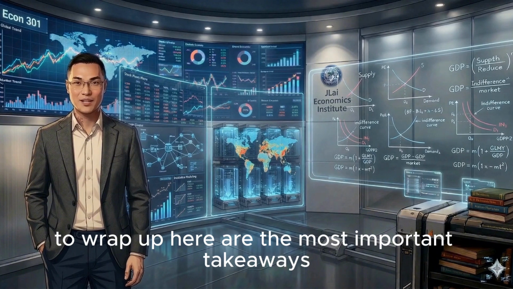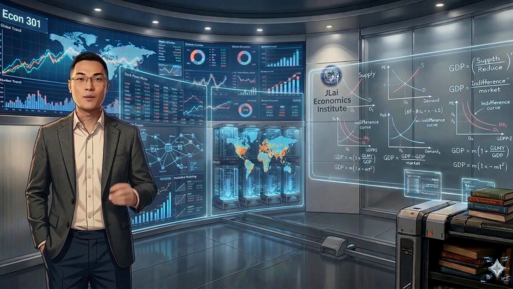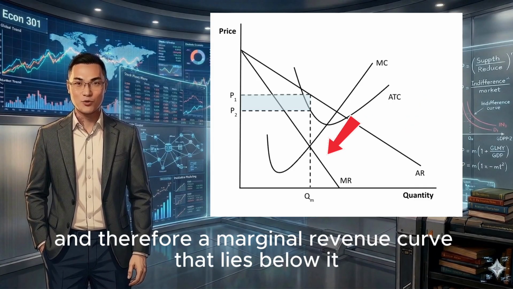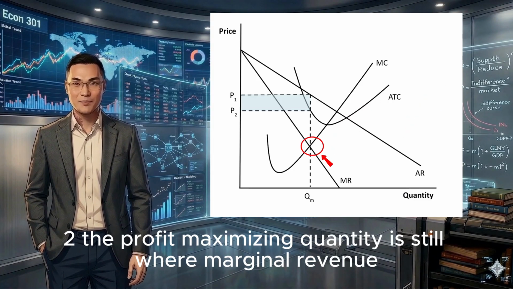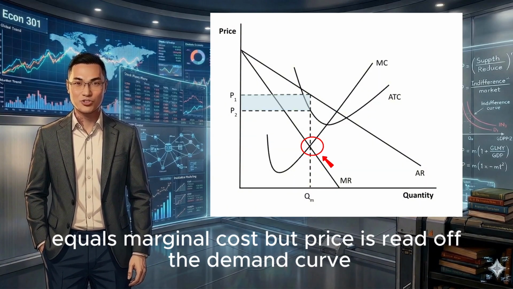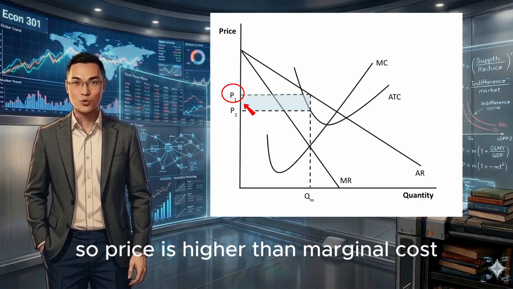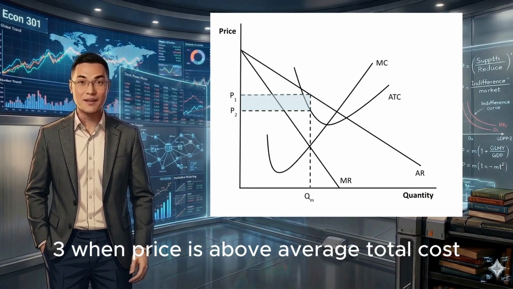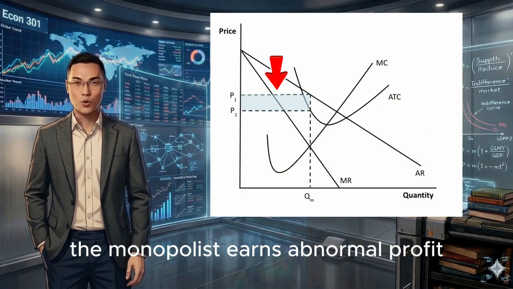To wrap up, here are the most important takeaways. 1. A monopolist faces a downward sloping demand curve and therefore a marginal revenue curve that lies below it. 2. The profit maximizing quantity is still where marginal revenue equals marginal cost, but price is read off the demand curve, so price is higher than marginal cost. 3. When price is above average total cost, the monopolist earns abnormal profit.